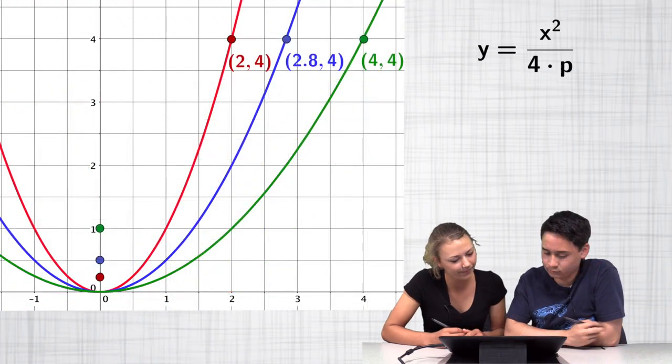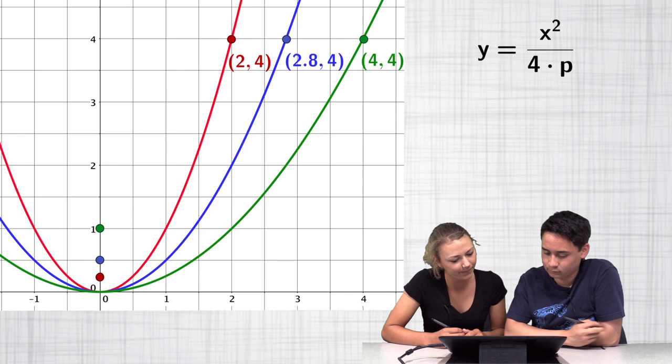Keoni noticed that as the p-value increases from 1/4 for the red parabola to 1/2 for the blue parabola and then to 1 for the green parabola, the x values of the 3 points that share a y value of 4 increase from 2 to 2.8 to 4. Keoni went on to explain that this means the parabola gets wider because the x's go out. Sasha added that it's because the x-axis is the horizontal line.